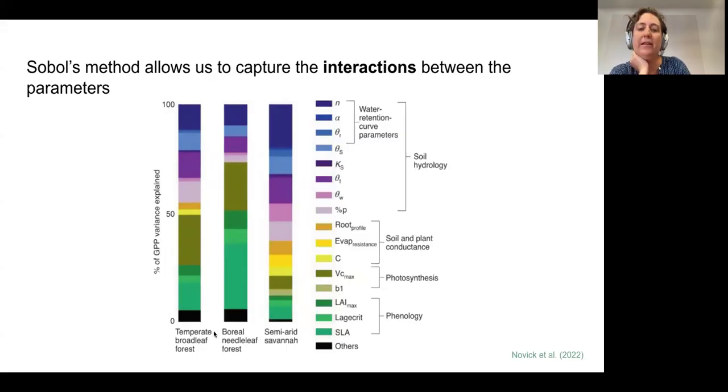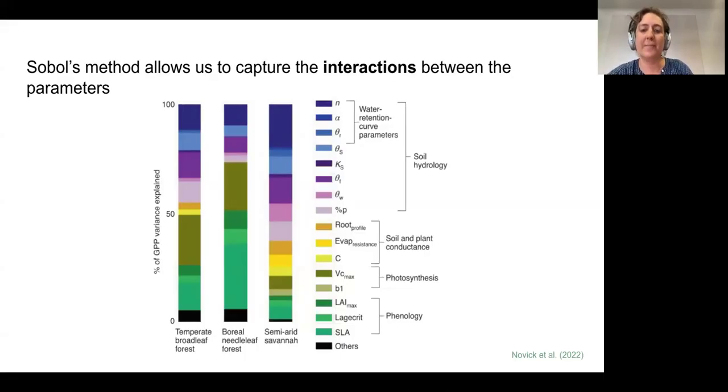When we move to a boreal needle-leaf forest, we can see that it's the green parameters which are more important. And these are the phenology parameters. And we're actually in the light-limited regime. So this makes sense that for photosynthesis, it's going to be important to have the right-sized leaves to absorb as much as possible in this light-limited area.